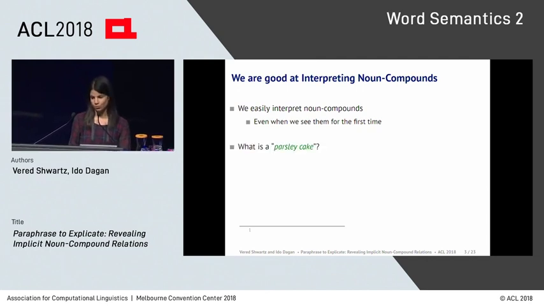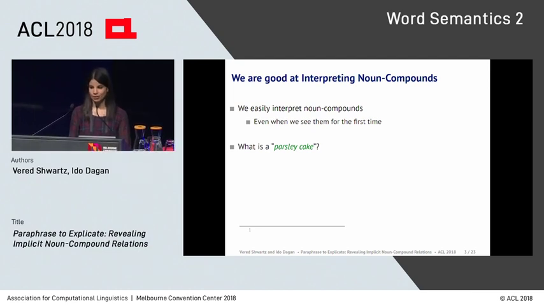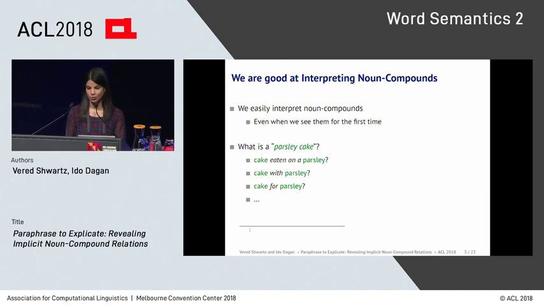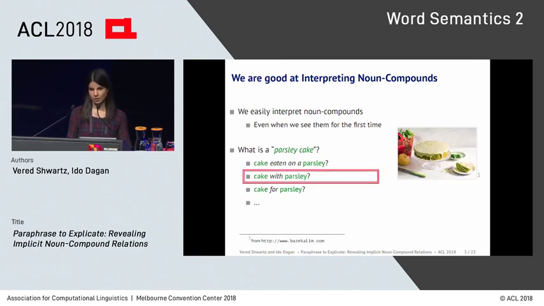So I guess most of you have never heard of parsley cake. We could think about a lot of different interpretations for that. It could be a cake eaten on a parsley, cake with parsley, cake for parsley, and many other options. And it's quite trivial in this case. Even if we've never seen this noun compound before, we quite easily interpret it as cake with parsley. And if you attended Emily Bender's tutorial on Sunday, there was also an example of, I think, a crocodile burger, so it's pretty much the same.